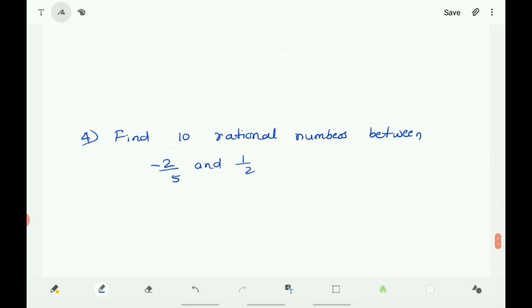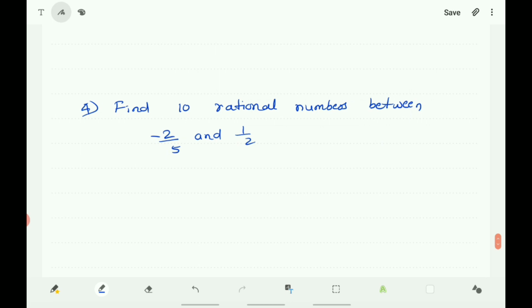Next, find 10 rational numbers between minus 2 by 5 and 1 by 2. Here the given 2 rational numbers are minus 2 by 5 and 1 by 2. The LCM is the product of 5 and 2, because 5 and 2 are co-prime numbers. They are not in the same table and they do not have common factors. So the LCM is 5 into 2, which is 10.